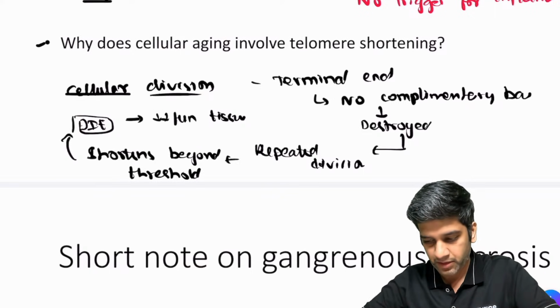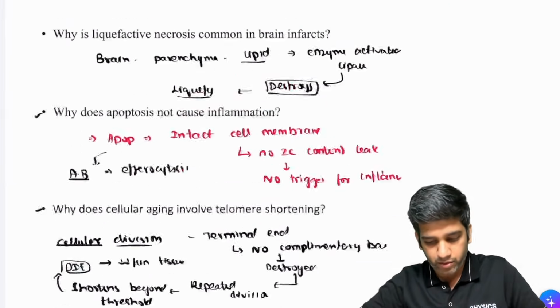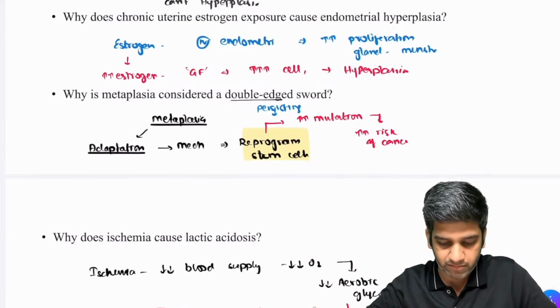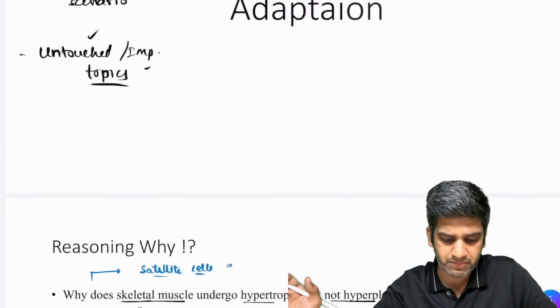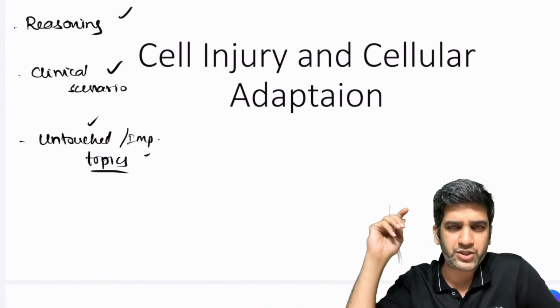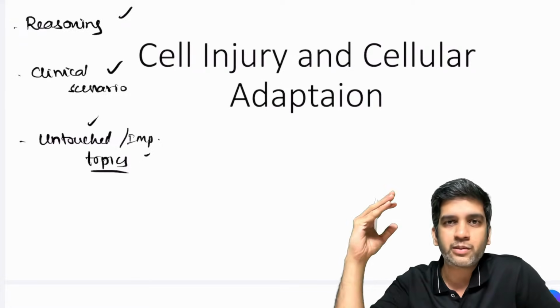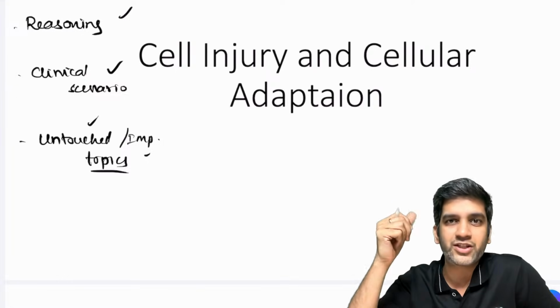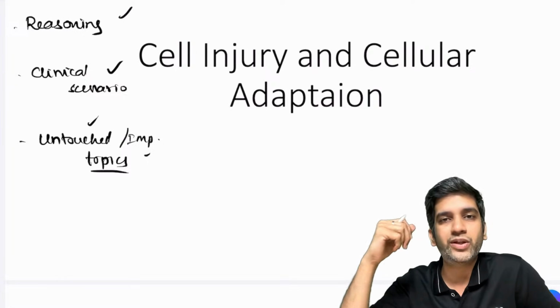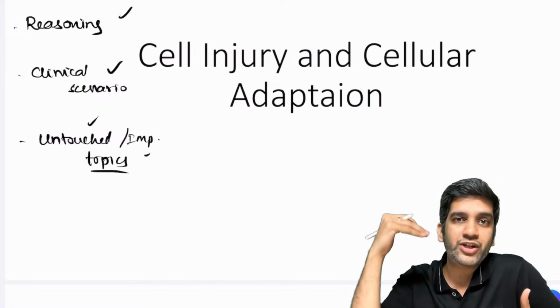Fine. Okay, done. So these are a few reasoning questions which I can think of which can be asked in the first chapter of cell injury and adaptation. We'll go like 7 or 8 every chapter. So cumulatively in general pathology, you'll have some 50, 60 reasoning "why" questions. I think that's a good enough resource to start.